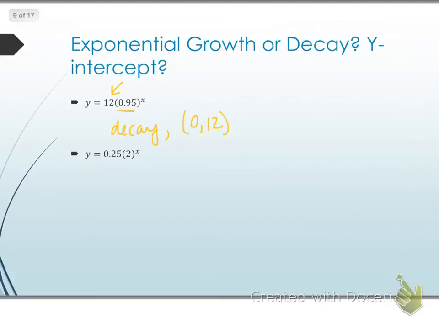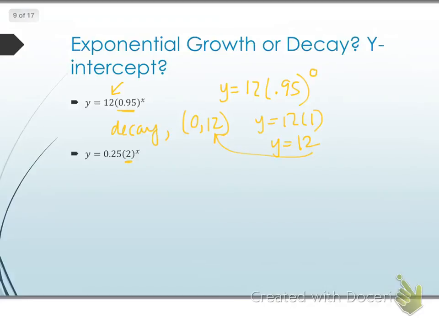The reason that works is because I got y equals 12 times 0.95 to the x. If I'm trying to find where it's crossing my y-axis, I plug 0 in for x because that point is always 0, comma, whatever the number is. Okay, so anything to the 0 power is 1. 12 times 1 gets me 12, which is what my answer is. So whatever that front number is, it's going to be where it's crossing your y-axis.